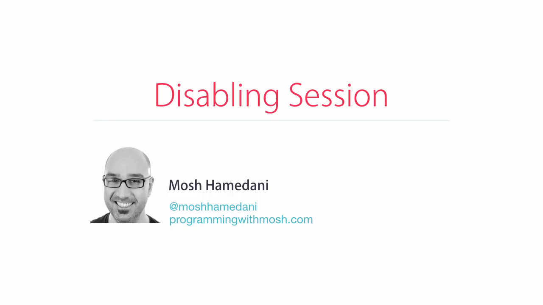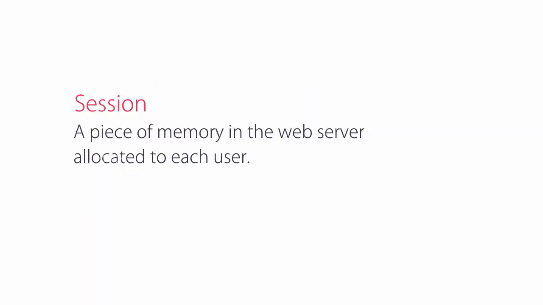And the last optimization technique I'm going to talk about in the application tier is disabling the session. I've not covered the session in the course because it's something you should really avoid. If you don't know what session is, it's basically a piece of memory in the web server allocated to each user. So we can use that to store temporary data during the user session.